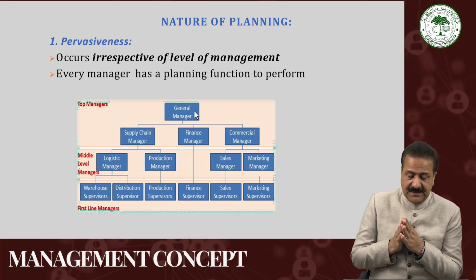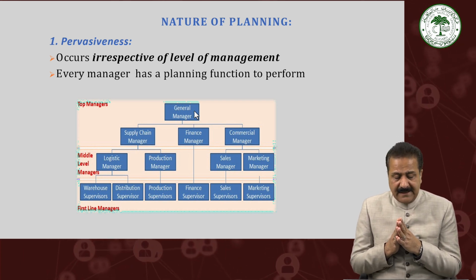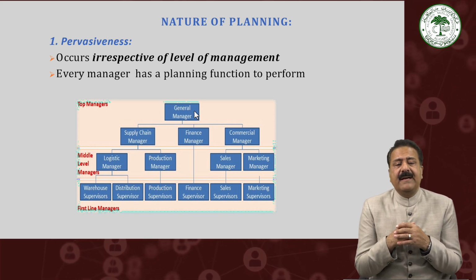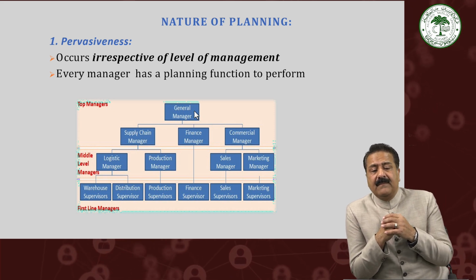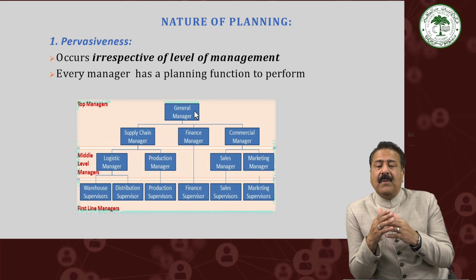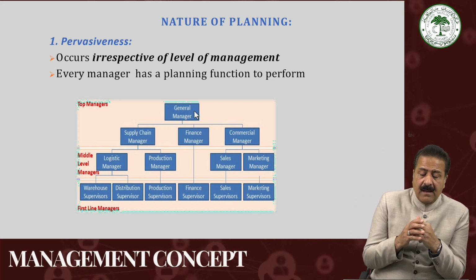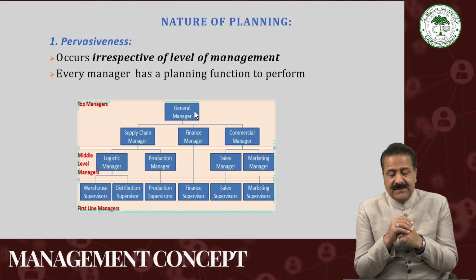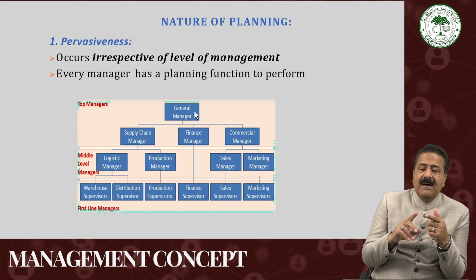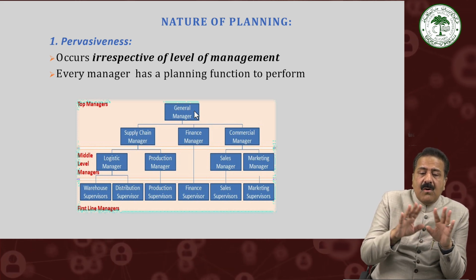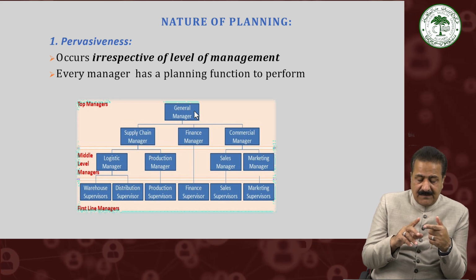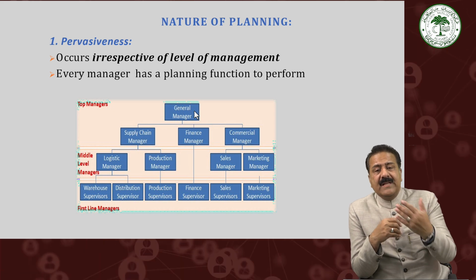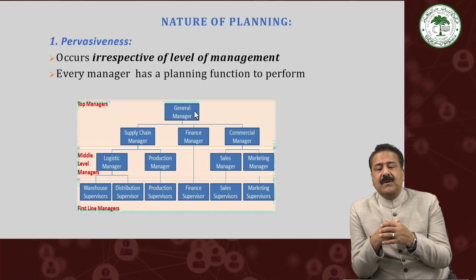You can see in this picture, in this chart, that there are three categories of management: the first line managers, the middle level managers, and the top level managers. And you see, there are different people who are reporting to their different bosses. But see, this pervasiveness of planning can be indicated from the fact that the general manager, for example, has under supervision all the people. You can see the supply chain manager, who is at the top level. Finance manager is at the top level. Commercial manager is at the top level.